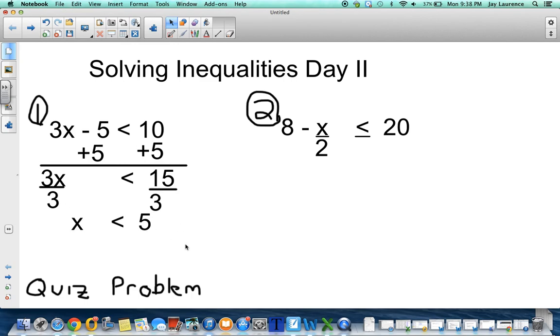That's my mathematical sentence. Now a solution set, like somebody asked about in an email, is where you tell me all of the numbers that can be a value for x and make this inequality true.